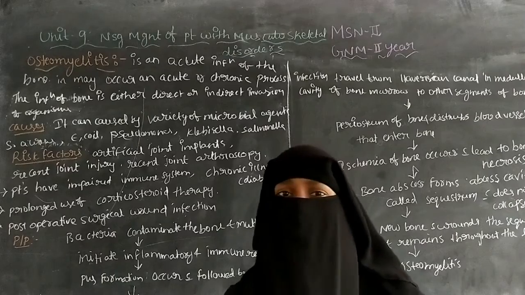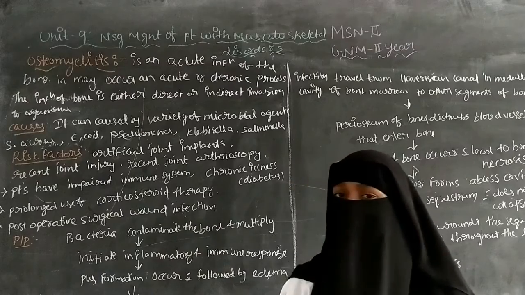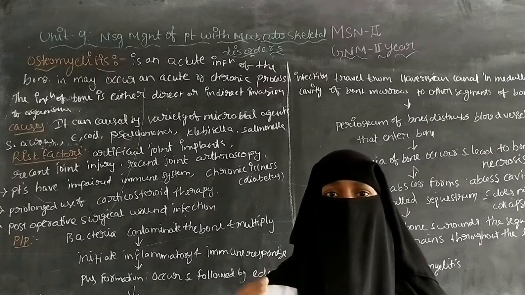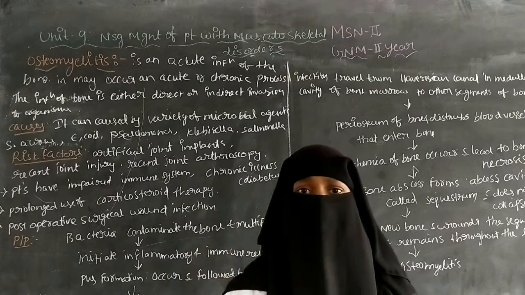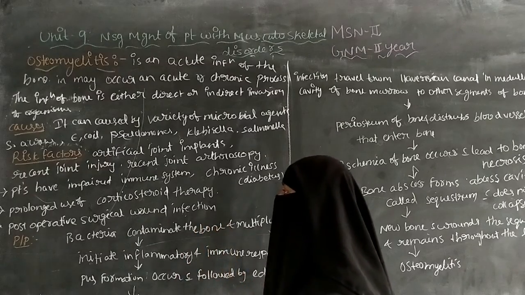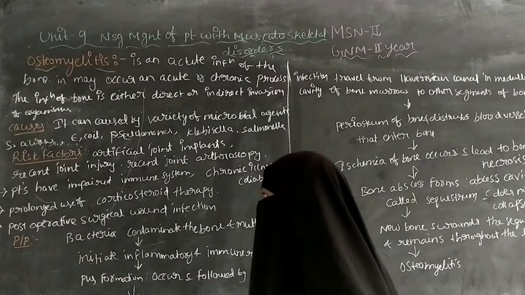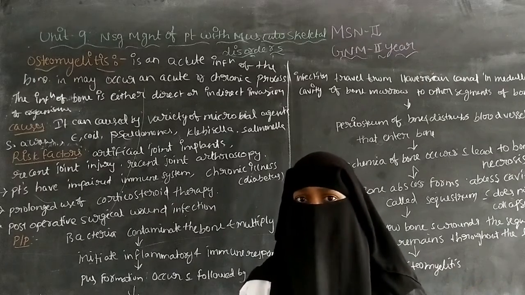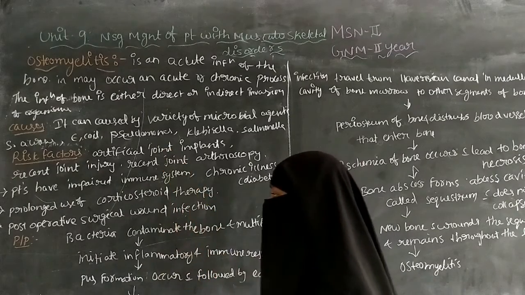And the next one is prolonged use of corticosteroid therapy. Corticosteroids can be used for a prolonged period and can also cause osteomyelitis. Prolonged use of medicines suppresses the immune system. So if you use the medications for a prolonged period, it can cause a suppressed immune system, and because of this it can cause osteomyelitis.